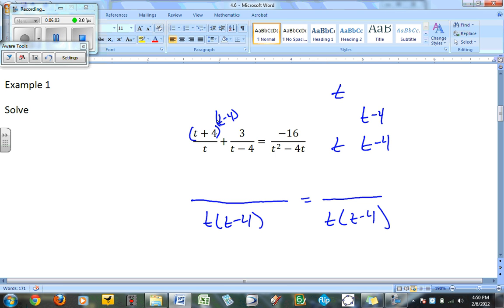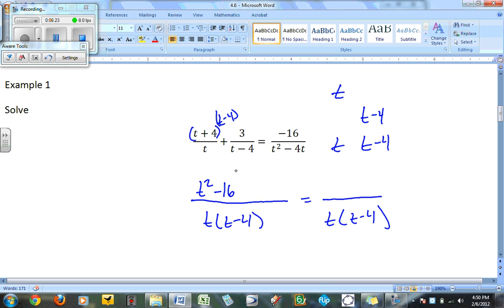T times t is t squared. T times a negative 4 is minus 4t. 4 times t is plus 4t, so I have a minus 4t plus 4t, which is 0. And then I have a 4 times negative 4, which is negative 16, so I have negative 16. Okay? And so this term, we're done with that one.